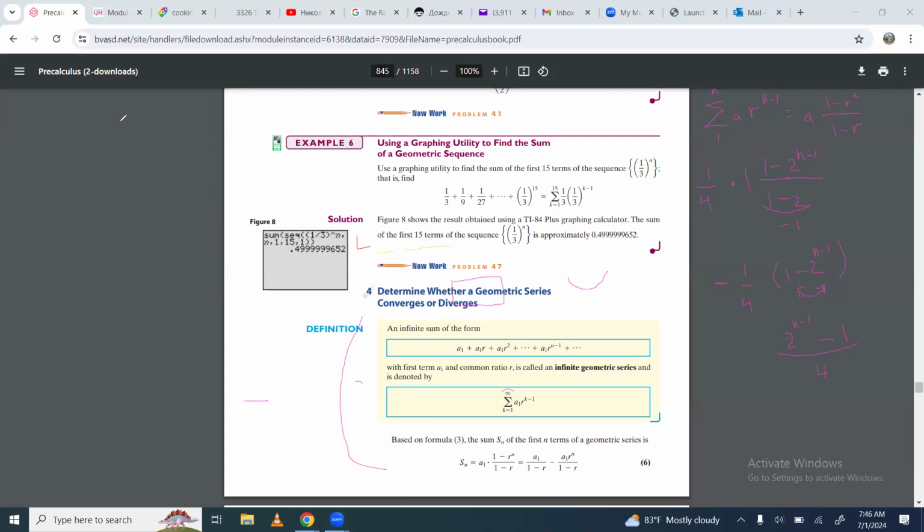In other words, if you start to think about the sum of the terms of your sequence, let's say you take a sequence and start adding terms 1, 2, 3, 4, 5, etc.